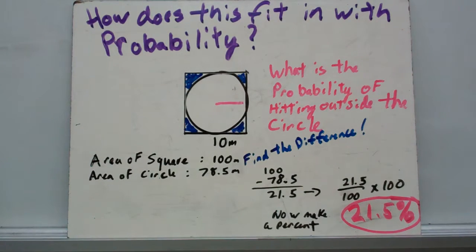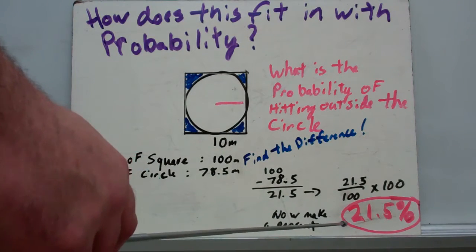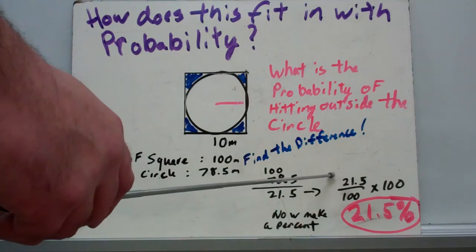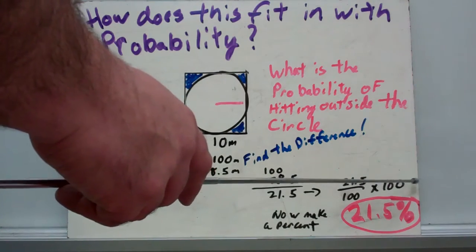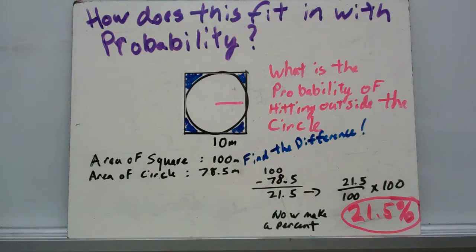If we want to take it one step further and make that a percent, what we're going to do is take 21.5 and divide that by 100 and then multiply it by 100, because we're trying to find a percent and we want to multiply by 100 there. So in that case, we end up with 21.5%. So you have a 21.5% chance of hitting outside of this circle.